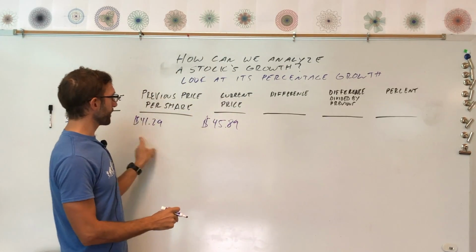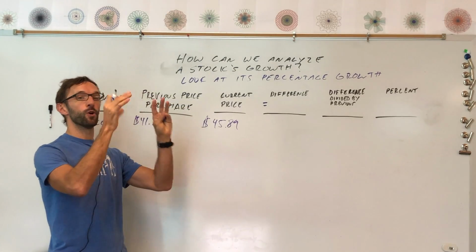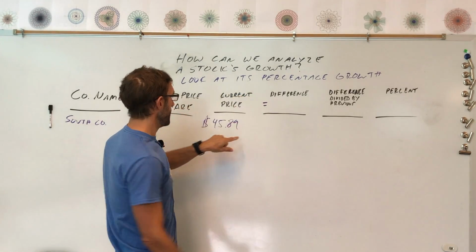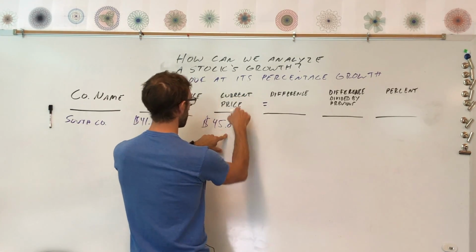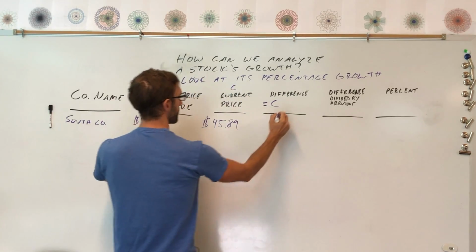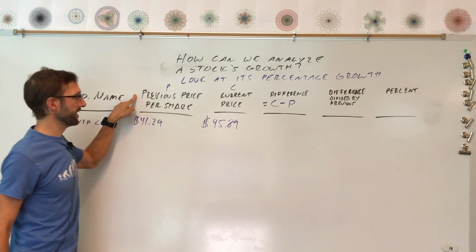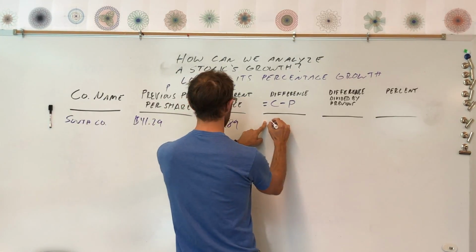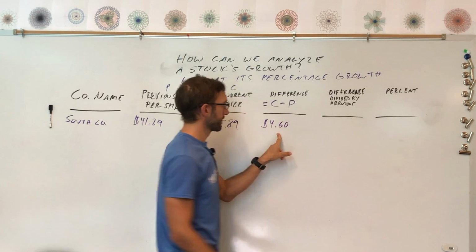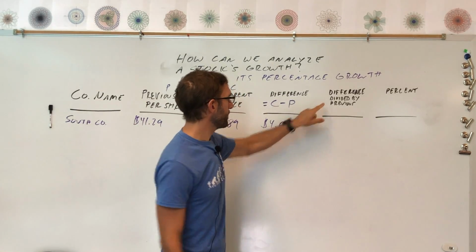So now we just take the difference of these. Again, spreadsheets are powerful. If we set up the formulas, then we can have it do this a bunch of times. The formula that you're going to write is current, or C, I'll call this C, minus P. For the sake of simplicity, I'll call this P for previous. And that's going to give us $4.60.